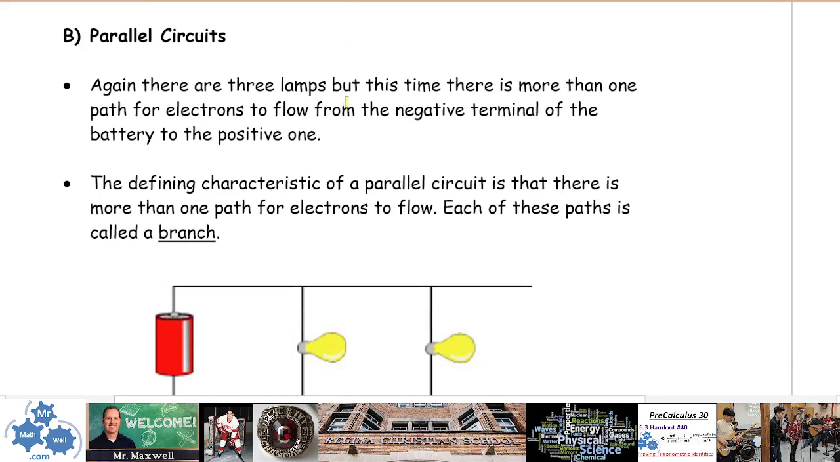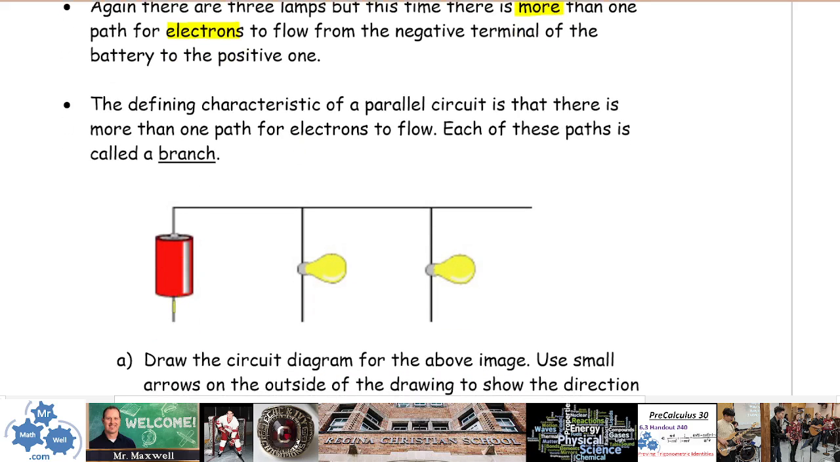Now we're going to talk about parallel circuits. So series is pretty easy. Parallel circuits is a bit different here now. Again, there are 3 lamps here in the drawing below, and you're going to start to draw this drawing. I just got a portion of it here for you. You're going to draw the whole thing. But let me explain how this is different. 3 lamps, but this time there's more than one path for the electrons to flow from the negative terminal to the positive one. So you'll see here that there are options here for the electrons to flow.